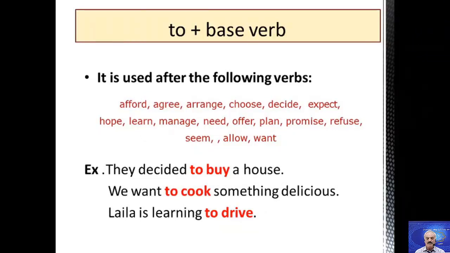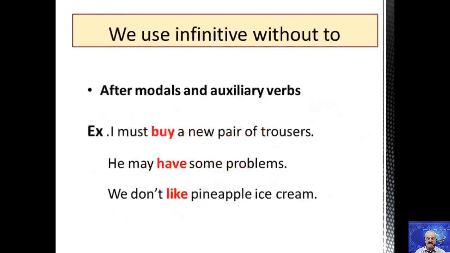They decided to buy a house. This is a verb accompanied with to. I want to buy a new car. We want to cook something delicious. Layla is learning to drive. This is an infinitive with to.